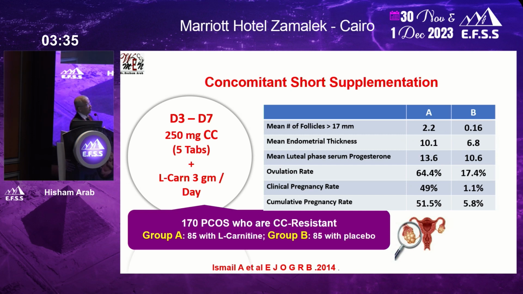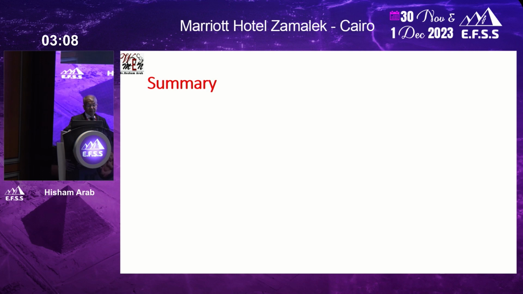Actually, the mean number of follicles is higher. The endometrial thickness is much better. The luteal phase serum progesterone is much better. So you can say with this study by Ismail that even concomitant, very short, I don't call it short, use of antioxidant can give a result. I'm still a little bit skeptical about this kind of result, but science is developing and maybe it can be proven one day.